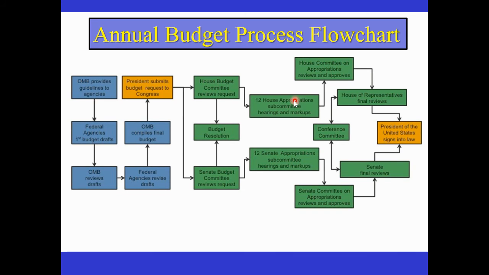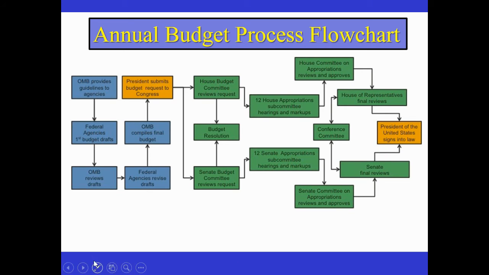So this is the part of your chart that probably takes the longest. Eventually, House approves it, Senate approves it, and goes back to the president where we can sign that into law. So this might be a visual that's a little bit more helpful.